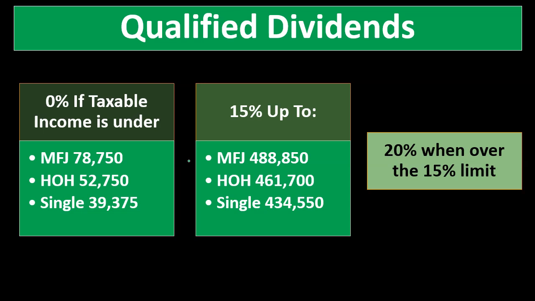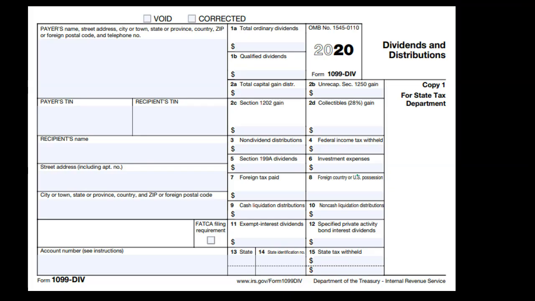The filing status. Okay, so then if you're over these amounts, then of course you're going to be paying the top rate, which is going to be the 20%. So if you're over those amounts for those filing statuses, then you'll be at the 20%. The dividends form is going to be pretty straightforward. Again, it's going to be a 1099 like this.